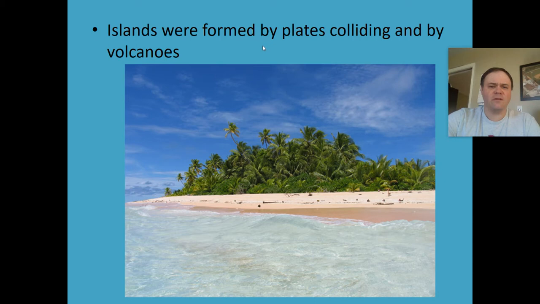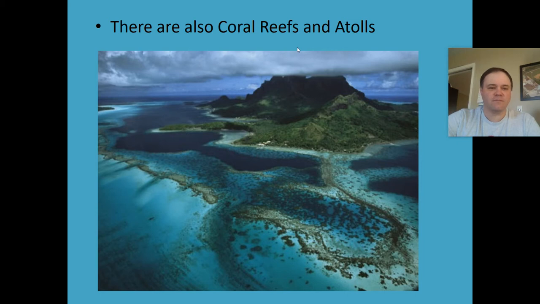So the islands were formed by tectonic plates colliding, volcanoes, lava coming up through the surface. We'll see a picture of that in a little bit. And then there's also coral reefs and atolls. We'll look at that in a little bit, but this is a coral reef surrounding a high island, and it just looks like a tropical island, right? You've got the lighter blue, that's where it's shallow. You get into that dark area, it's very deep.